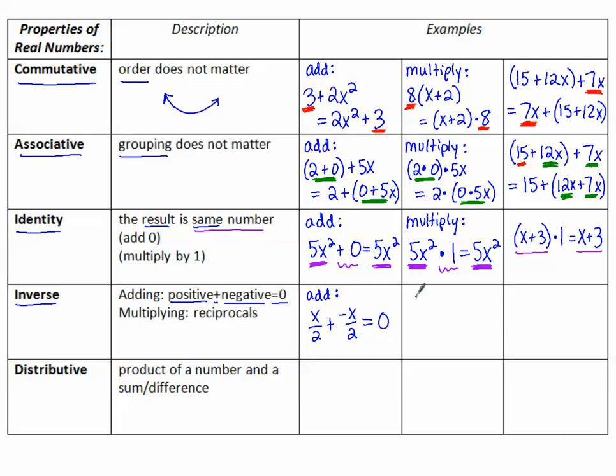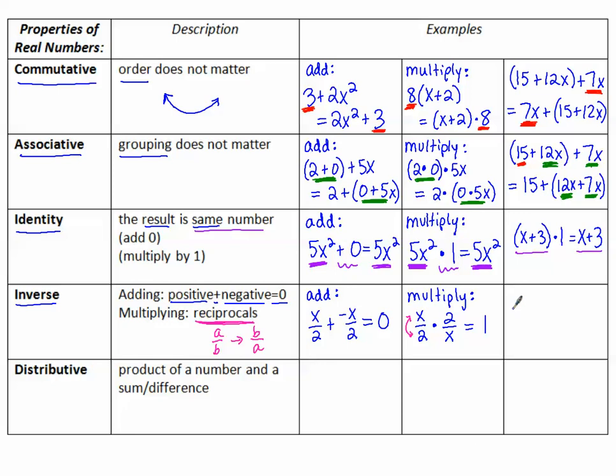Multiplying by reciprocals. Here's the example for multiplying using the inverse. X divided by 2 times 2 divided by x equals 1. These are called reciprocals of each other. Reciprocals is when I flip over to get the upside down fraction. Reciprocals, a over b, b over a. Reciprocals, upside down.